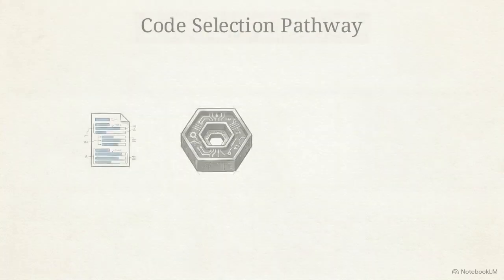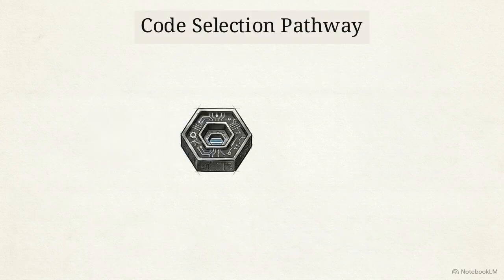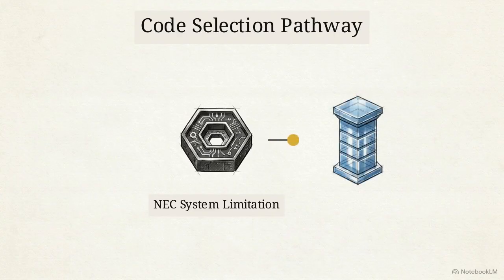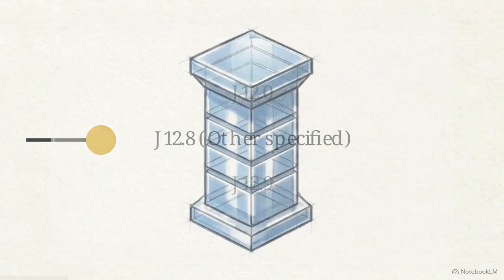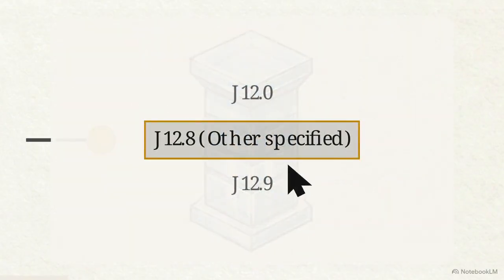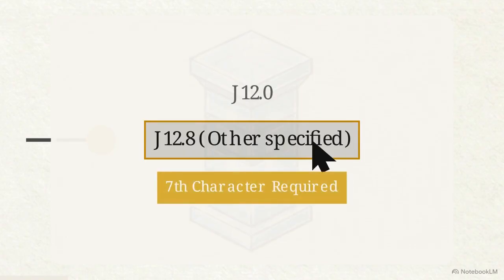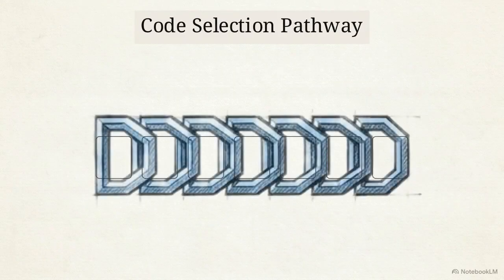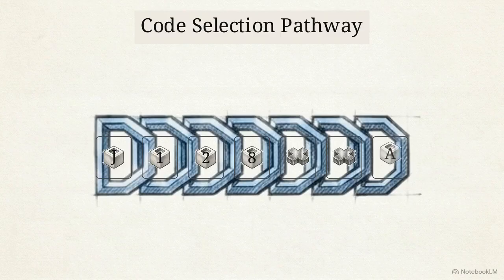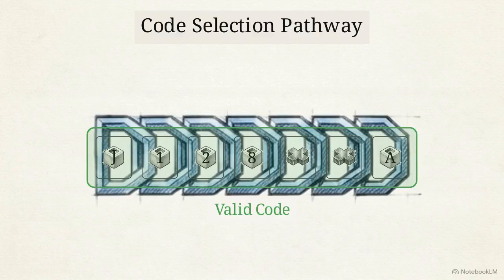When we look at this multi-stage workflow, it always begins with clinical record analysis. Here, our raw data moves through the logic gate, confirming an NEC system limitation. Identifying that NEC limitation immediately narrows our search criteria in the tabular list. We move to tabular confirmation, matching our specific clinical details to a 0.8 other specified code sequence. Next comes the final check, reviewing the tabular instructions for any specific 7th character requirements. If required, we execute the padding rule, inserting placeholders to achieve a perfectly valid data field architecture.